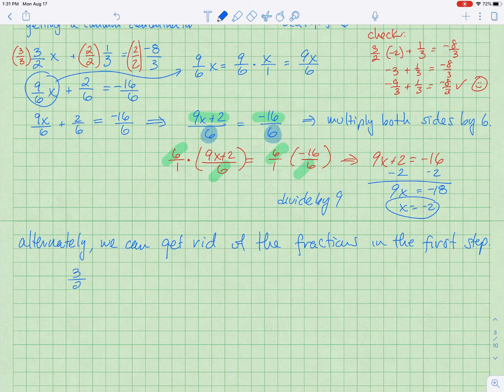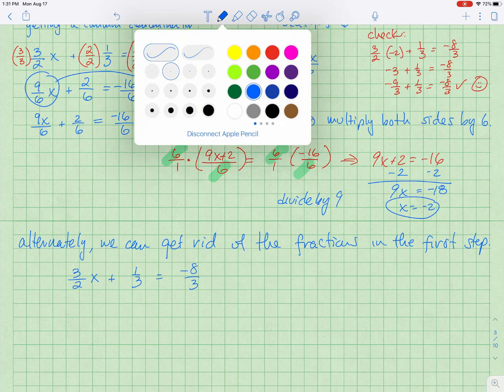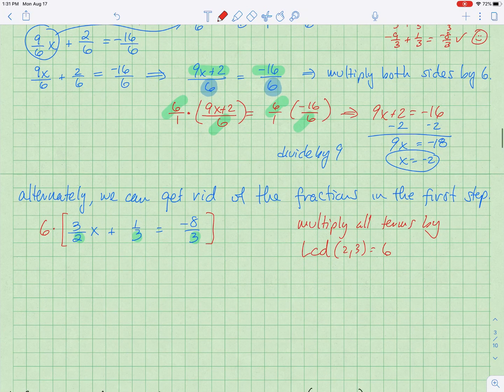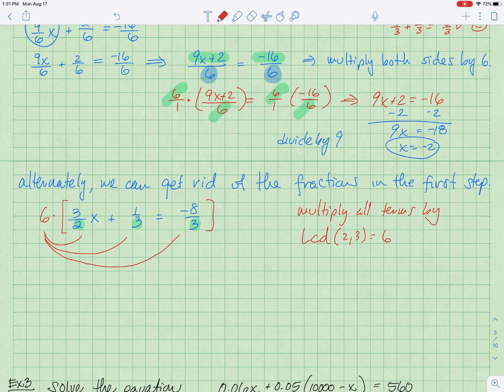If I take 3/2 x plus 1/3 equals negative 8/3, and we take a look at the denominators here, which are still 2, 3, and 3, and we multiply all terms by the LCD of 2 and 3, which is 6. So I'll take a big old 6 here. And then what we're going to do is distribute right across the entire equation, even across that equal sign. And what we're going to get is the following.